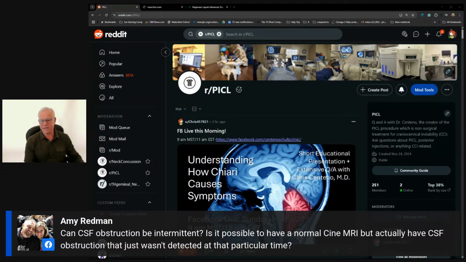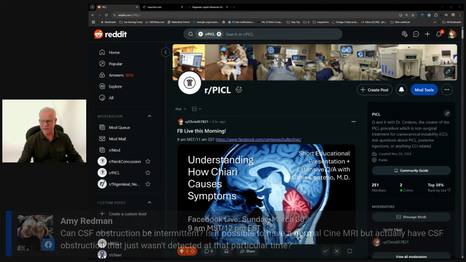Amy, can CSF obstruction be intermittent? Is it possible to have a normal cine MRI but actually have CSF obstruction that just wasn't detected at that particular time? It can, Amy, be intermittent. So at the end of the day, it certainly could be that in certain head positions. But again, I would have someone look at that rectus capitis posterior minor muscle, because if that's offline, then that's going to make everything that we're discussing here worse. But yes, it could be intermittent.